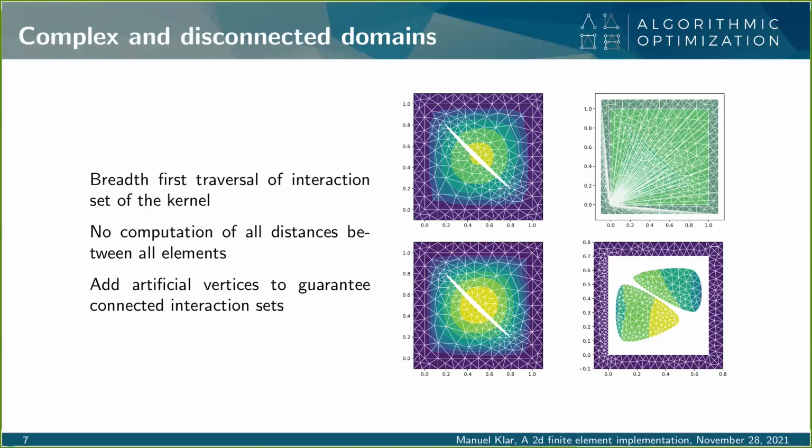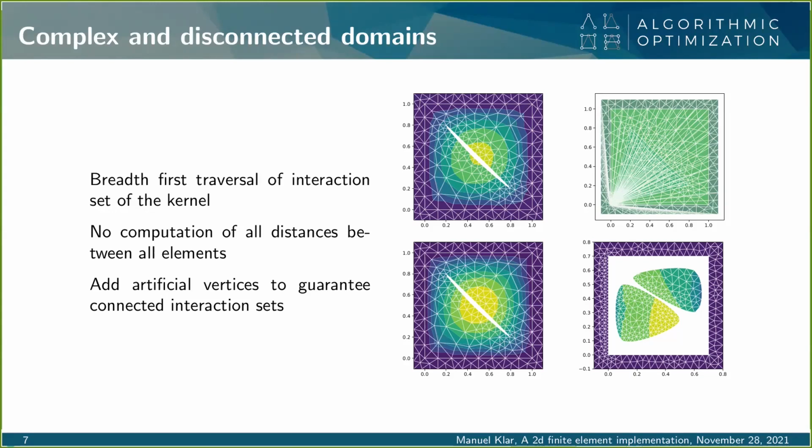If we intersect the interaction set with the domain, it becomes disjoint, and then you get some errors in this representation of the operator. But then with artificial elements, you see there on the right side, you can efficiently cope with that, even though we use a breadth-first traversal of that interaction set, which is more efficient than, of course, touching all pairs of elements and checking whether they interact or not. So that way we have some possibility to efficiently deal with complex domains.